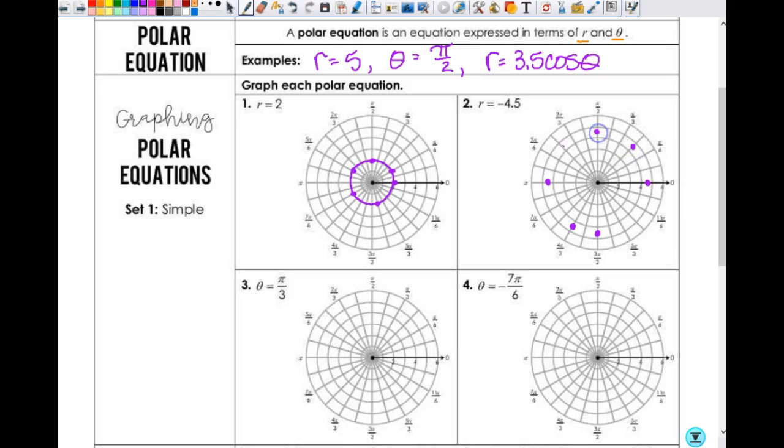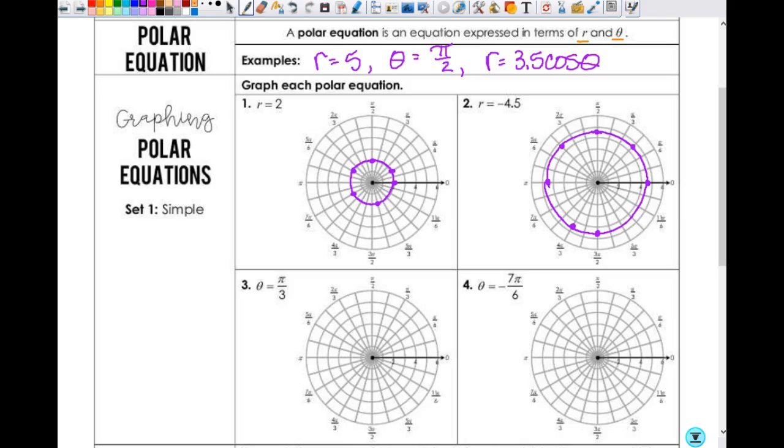You don't have to plot them all, but I'm going to plot a few more, so maybe my circle can actually look sort of circular. Okay, there we go. Okay. Everybody good? Yes? All right.